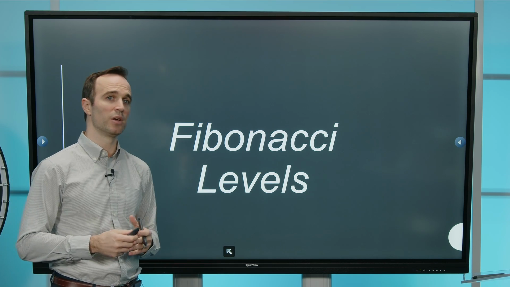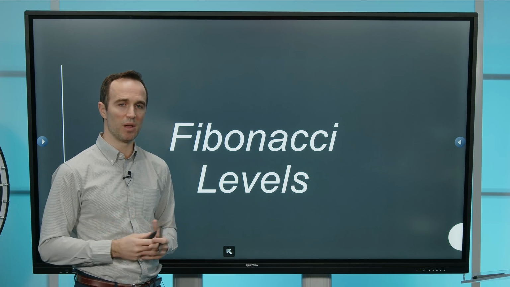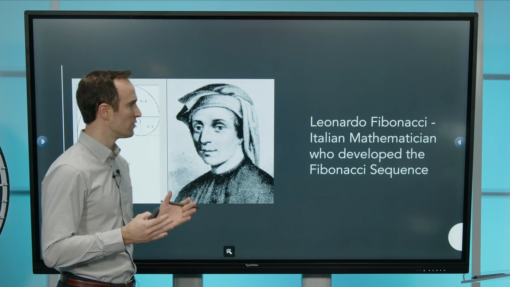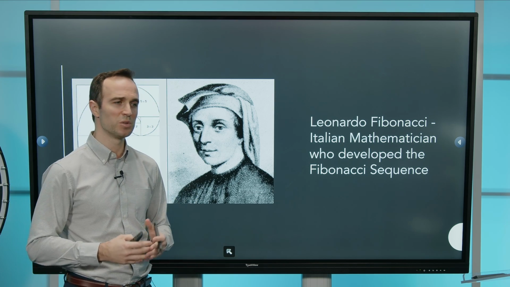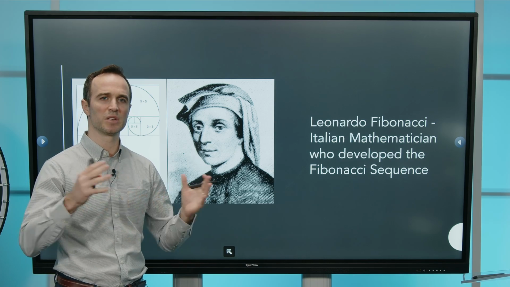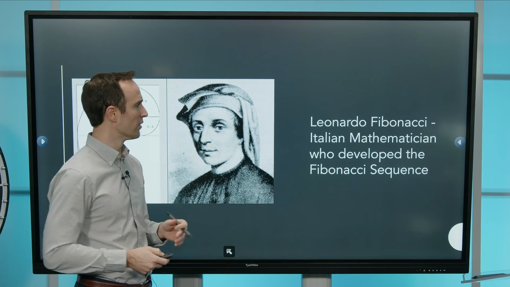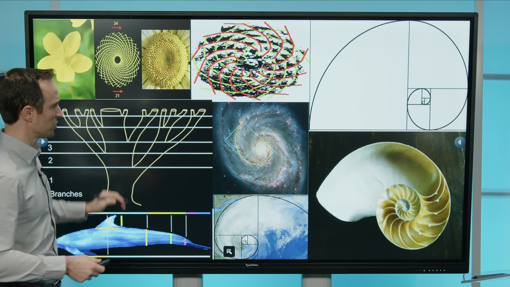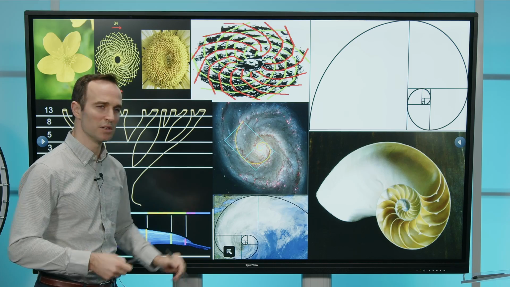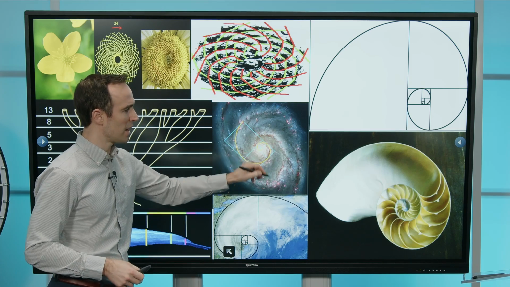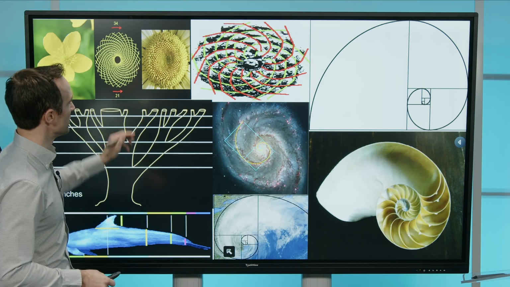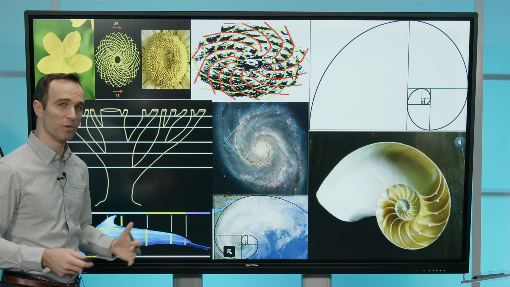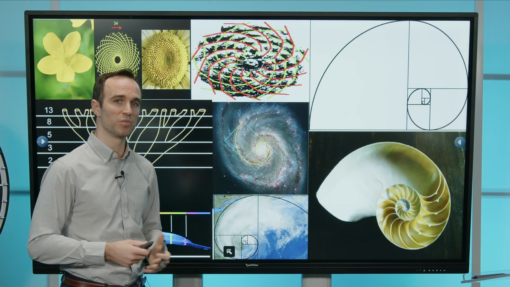First, you need to understand who Fibonacci was and how they apply in real life. So Leonardo Fibonacci, he was an Italian mathematician. He developed the Fibonacci sequence, which is essentially a number sequence that occurs in nature over and over and over again, right? It occurs in the branches of a tree, the spiral of a hurricane, the spiral of our galaxy, the spiral in different shells, the seeds in a flower, the petals on a flower, even on animals. Incredible when you start to look at this and do some research on this.